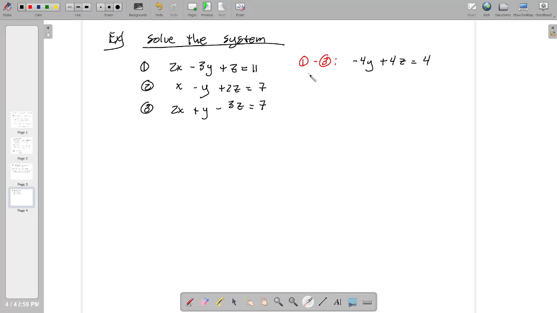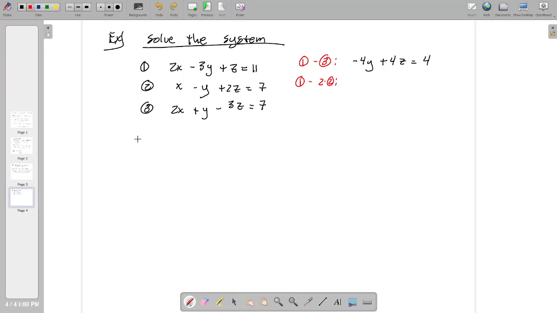Next, what I want to do is use a different pair of equations. So I used equation 1 and 3 already. Now I either want to use equation 1 and 2 or 2 and 3. It actually doesn't matter which ones you use. Again, the solution set will be the same because we're yielding an equivalent system. So I'm going to take equation 2 and multiply it by 2 and then subtract. So it's going to be equation 1 minus 2 times equation 2.